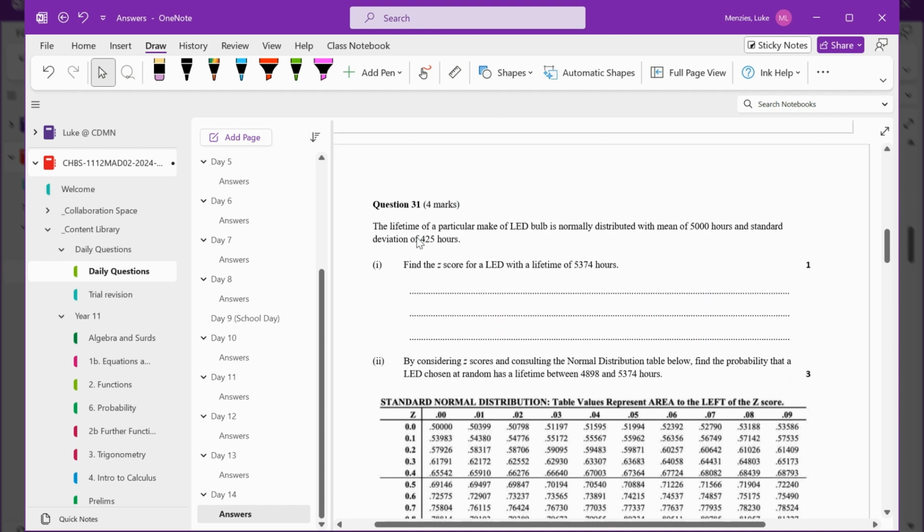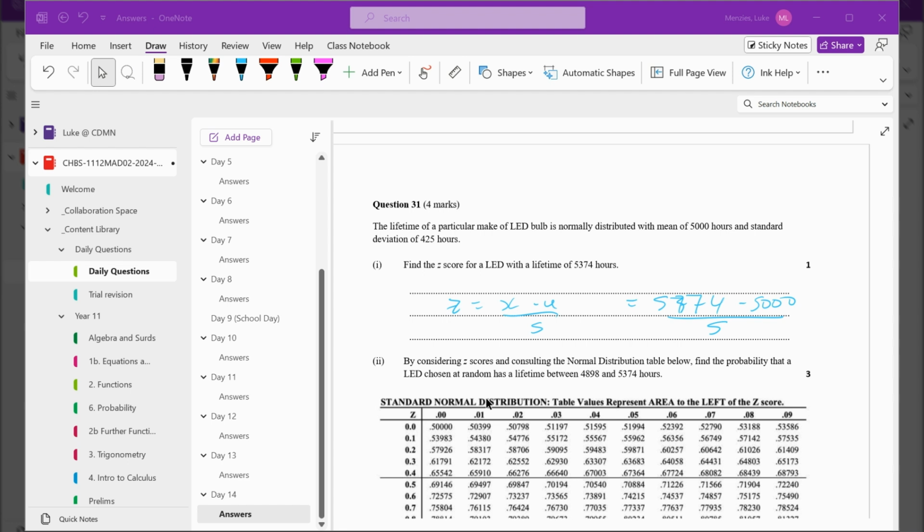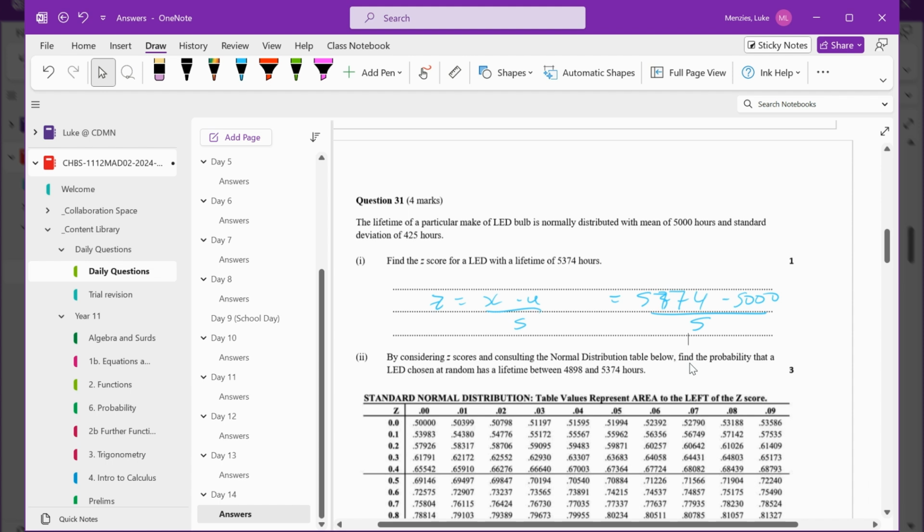Okay, the life of a particular LED bulb is normally distributed with a mean of 5,000, standard deviation of 425. Find the Z-score. So we use the Z-score formula from the formula sheet: X minus mu over sigma. So our score is 5374 minus 5,000 over 425. And I believe from memory that's 0.88. Yep. So that gives us a Z-score of 0.88.